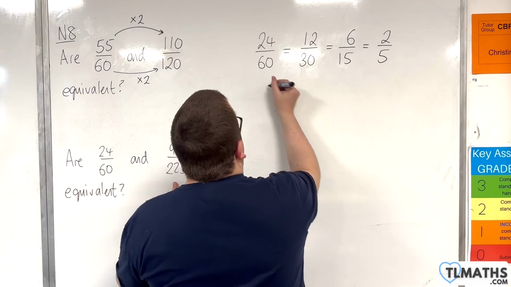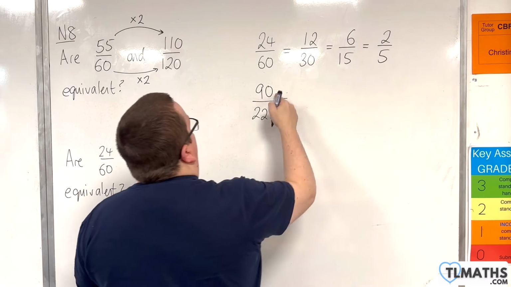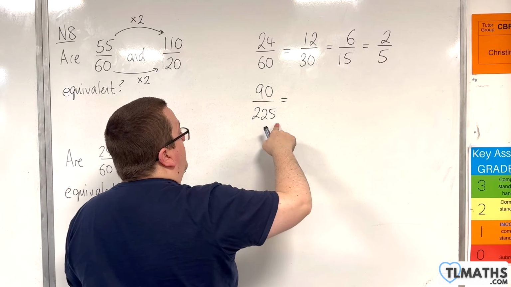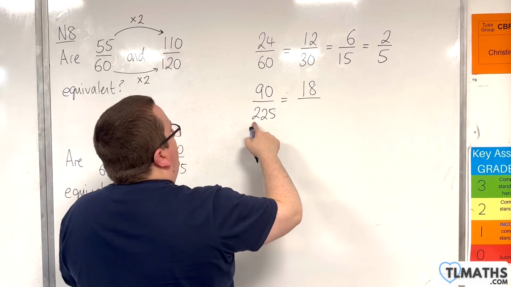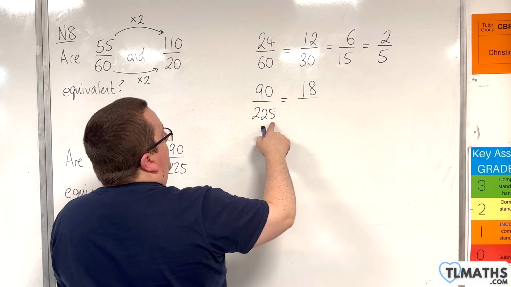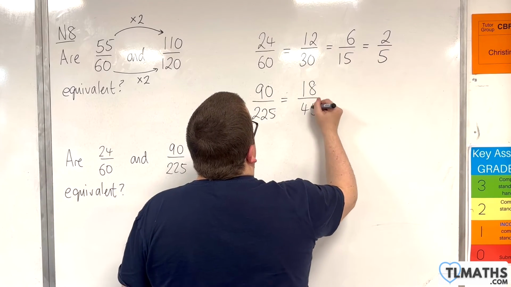Now 90 over 225. Top and bottom can be divided by 5, so we're going to get 18 in the numerator, and dividing 225 by 5, we're going to get 45.